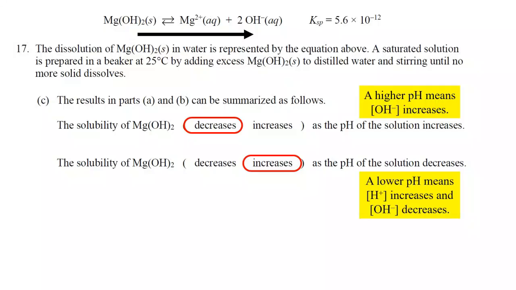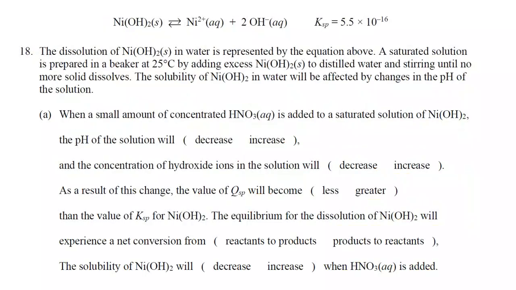Now, as we move on to question 18 in this packet, it's very similar to question 17 because it also involves a metal hydroxide compound. So instead of magnesium hydroxide, take a look at question 18. It involves nickel hydroxide. So it's similar in that we have a dissolution of a metal hydroxide compound. All right, number 18 says the following.